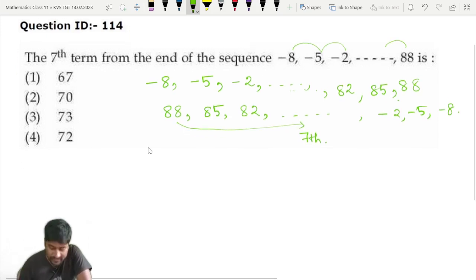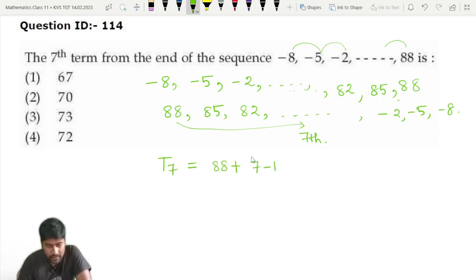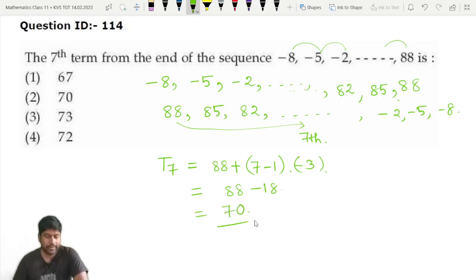So how to find the seventh term? T7 is a plus 7 minus 1 into d. D means minus 3. So it will be 88, 7 minus 1 means 6, 6 into minus 3 means minus 18. So this will be equal to 70. So the seventh term from the end of the sequence is 70. Option 2 is the correct answer.